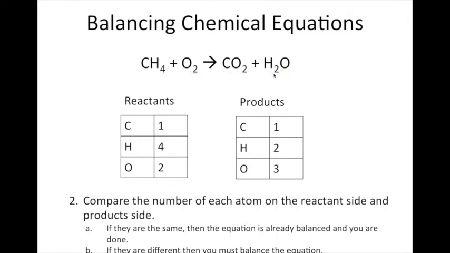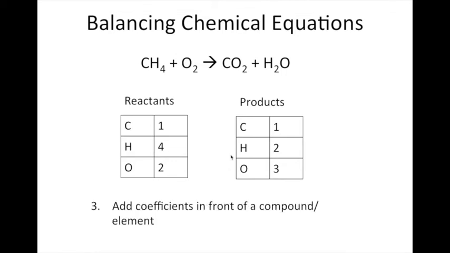Now let's compare those. You can see that we have the same number of carbon atoms, but hydrogen and oxygen atoms are different. So therefore, this is not a balanced equation. So to balance it, we have to add coefficients in front of each compound or element where appropriate. And so I'm going to start with hydrogen. I can see that I have 4 hydrogens over on the reactant side and only 2 on the product side. So I'm going to add a 2 coefficient in front of the water.